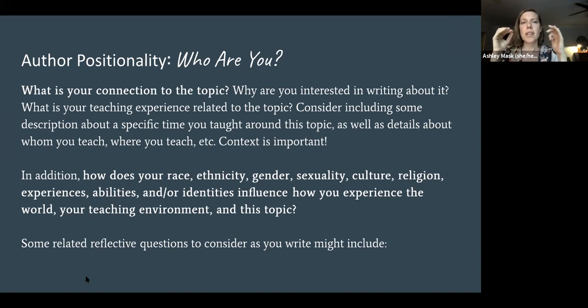So it's not just about, well, it includes several things. To begin with, and as you think about an instructional resource or any article that you're writing in the journal, what is your connection to the topic? We want authors to be explicit about this. So here I've said, why are you interested in writing about it? What is your teaching experience related to the topic?